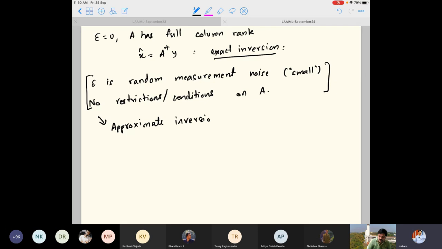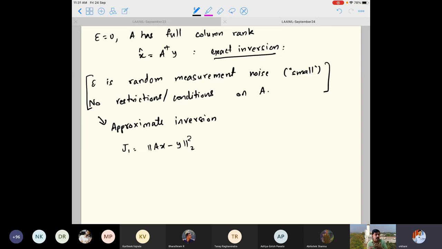In approximate inversion, you will still want to minimize this norm of Ax minus y squared. But along with that, there are various objectives that you can attach to it. If A does not have full column rank, you will still have to solve this problem, but you will not have a unique solution. You will have multiple solutions to it. Amongst those multiple solutions possible for this least squares problem, you want to choose one.